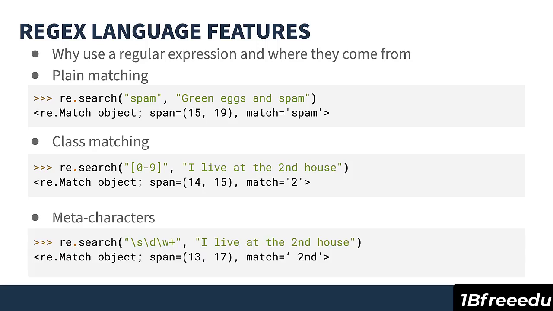Metacharacters are often used as shortcuts for certain kinds of classes of characters. \s is whitespace, \d is a digit, and \w is a word character, a letter, a number, or an underscore. This comes from what is a word or a valid variable name in programming languages. This is matching the space, the 2, the n, and the d inside of this sentence.